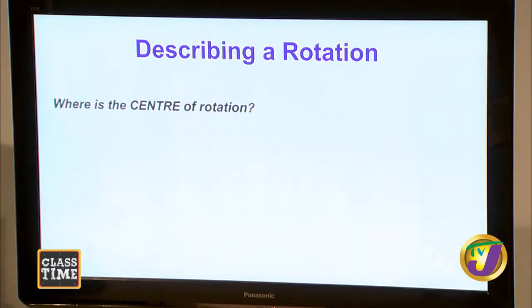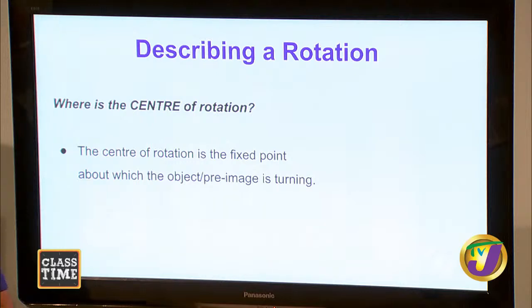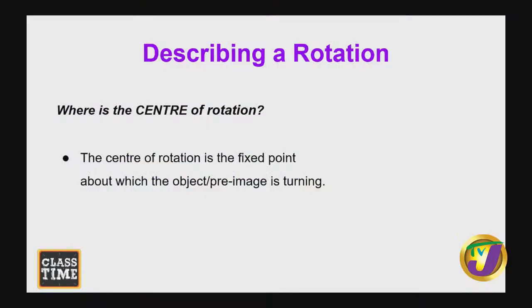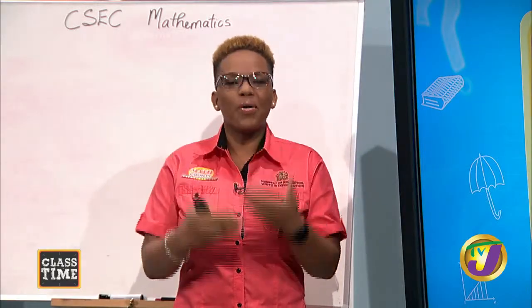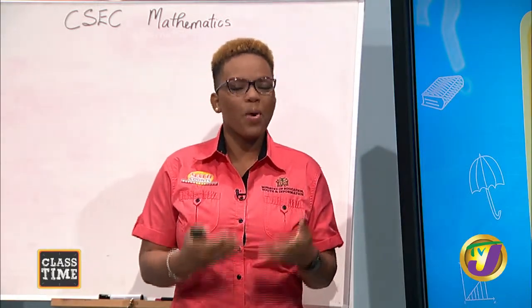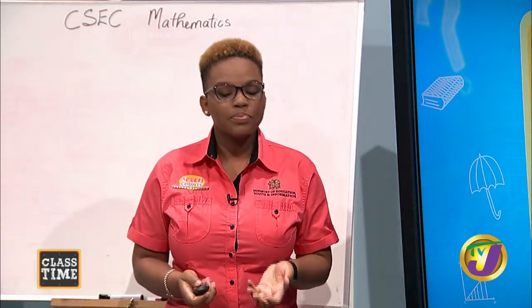All right, so when we talk about the center of rotation in particular, we're talking about a fixed point about which the object or pre-image is turning. And I just want to zoom in a little on the words object or pre-image. We can use those interchangeably. What we refer to as the object or the pre-image is that initial shape or object, the original. So that original shape or object is what you are going to rotate.